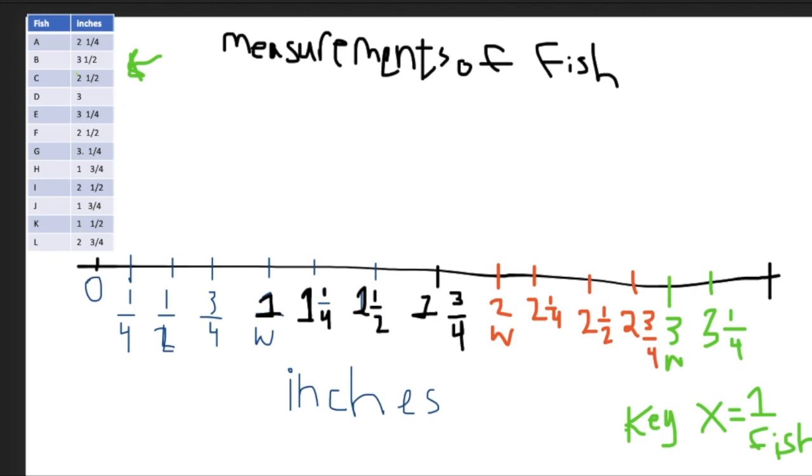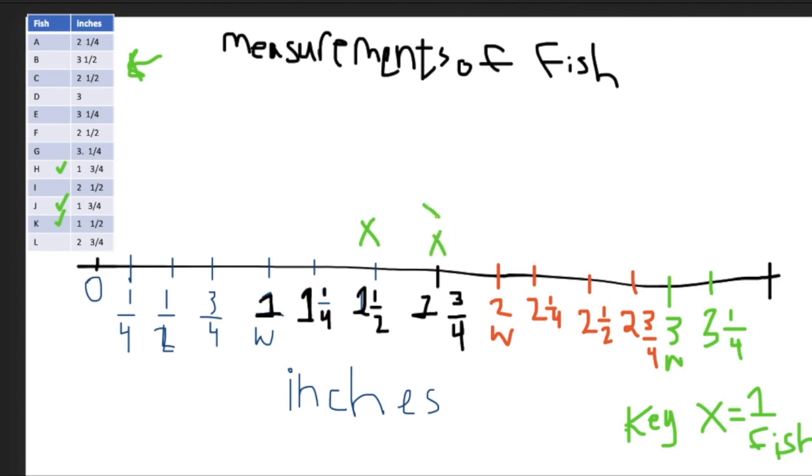All right, so there are no fish that were 1 inch. Let's see how many fish were 1 1/4. None. Let's see how many fish were 1 1/2. There was one. That was 1 whole inch and a half. So I'm going to put 1 X here. Let's look next. 1 whole inch and 3/4. I see another. There's 1. There's 2. So I'm going to put 2 X's there.